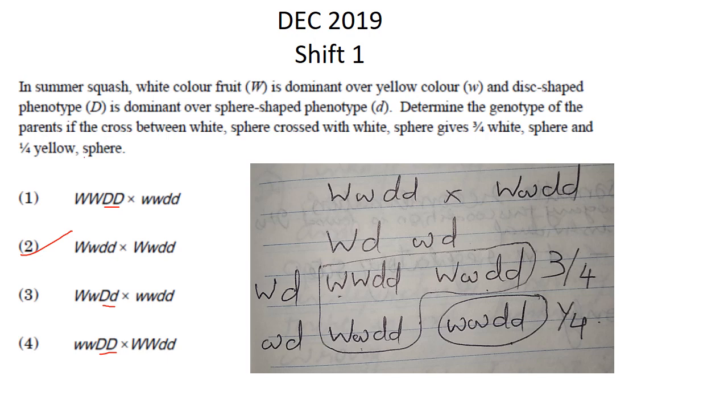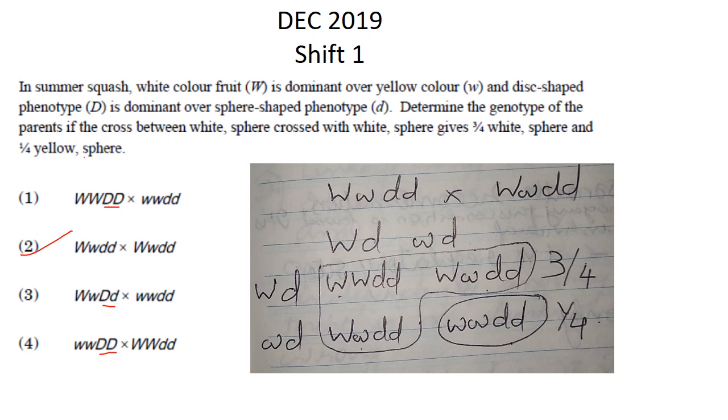Then coming to December 2019, shift 1. In summer squash, white color fruit is dominant over yellow color and disc-shaped phenotype is dominant over sphere-shaped phenotype. Determine the genotype of the parents if the cross between white sphere crossed with white sphere gives 3/4 white sphere and 1/4 yellow sphere.